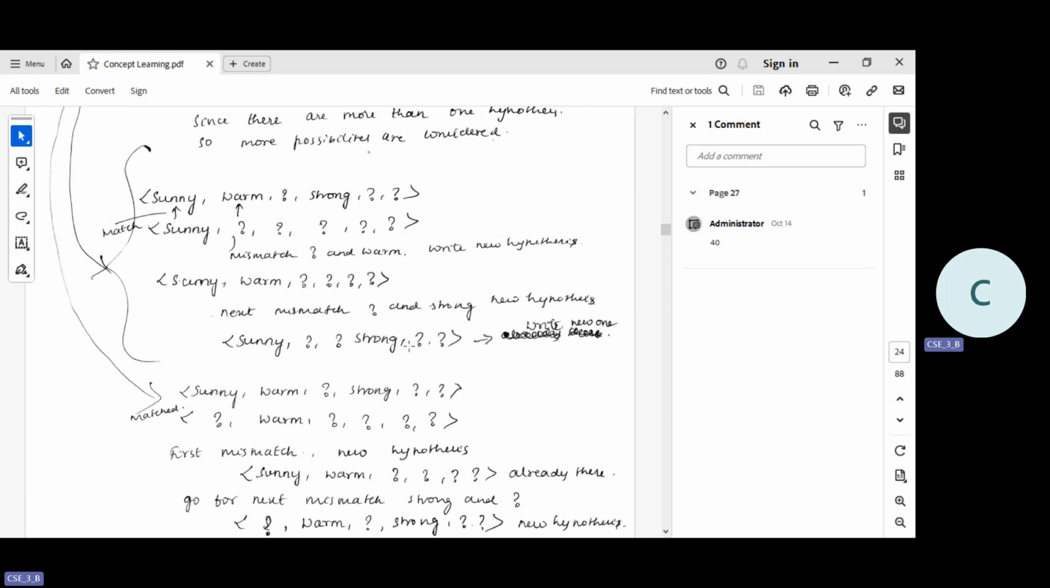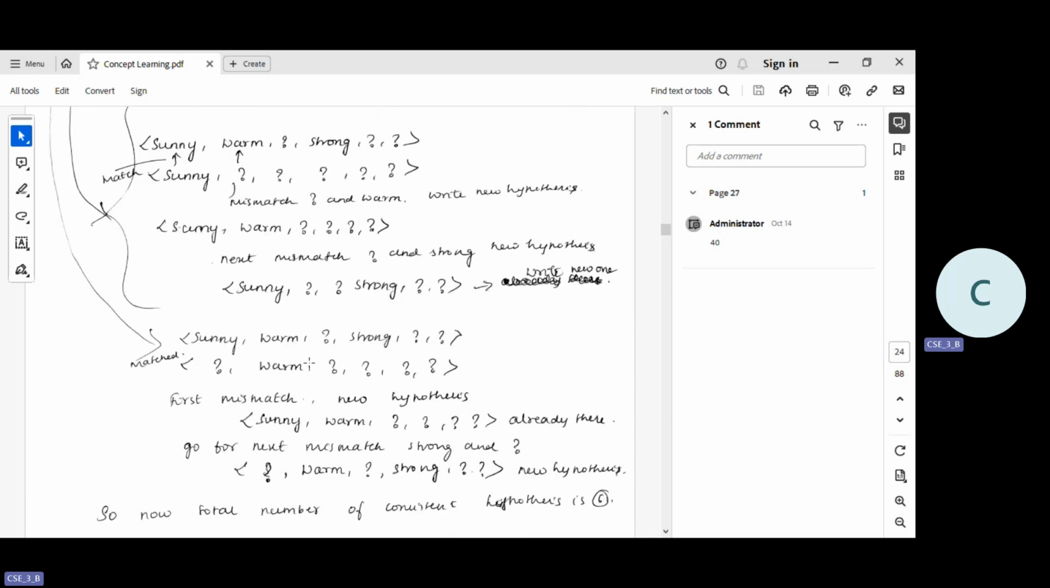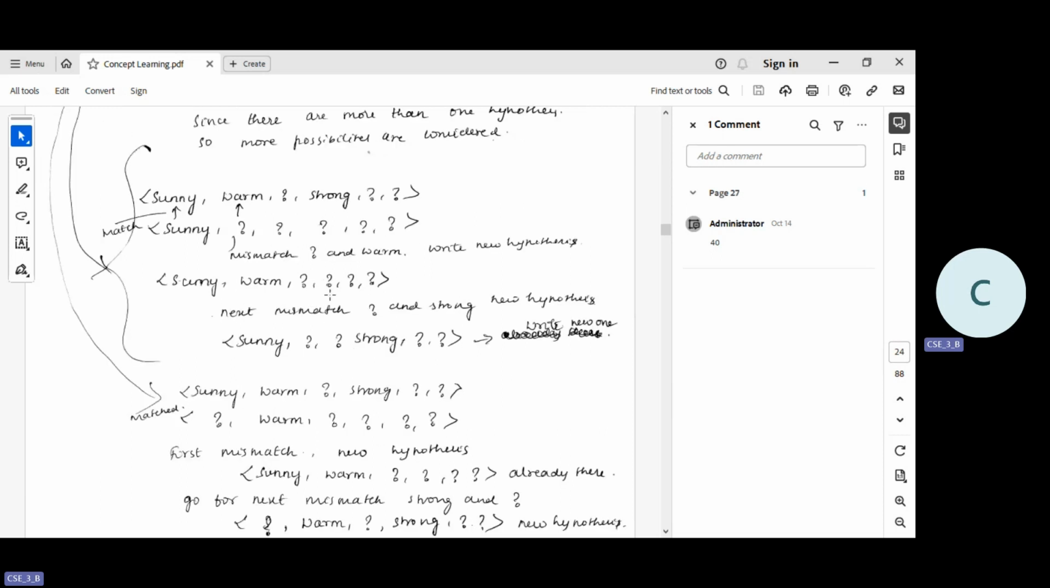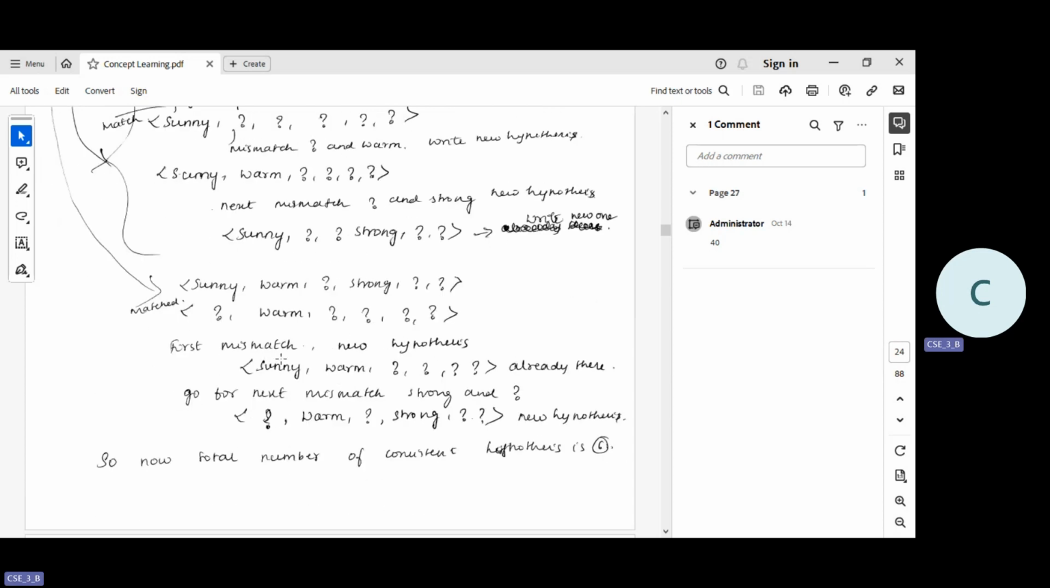Now there is a second mismatch, so we have written a new hypothesis. This is the new one: sunny, warm, question mark, strong, question mark, question mark. And then you can observe here question mark, warm, all question marks. There is a first mismatch, so we have to write the new hypothesis.